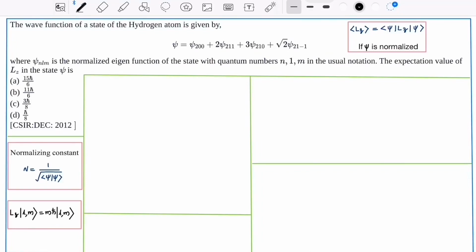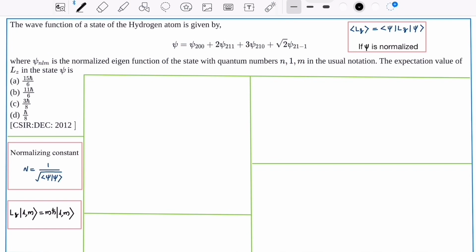Problem 47, quantum mechanics. The question is, the wave function of a state of the hydrogen atom is given by psi equal to psi 200 plus 2 psi 211 plus 3 psi 210 plus root 2 psi 21 minus 1, where psi NLM is the normalized eigenfunction of the state with quantum numbers NLM in the usual notation. The expectation value of Lz in the state psi is. Here we have to find out the expectation value of the operator Lz in the given state psi.